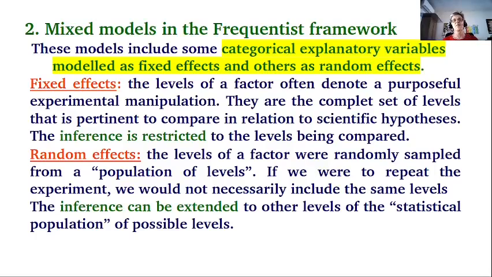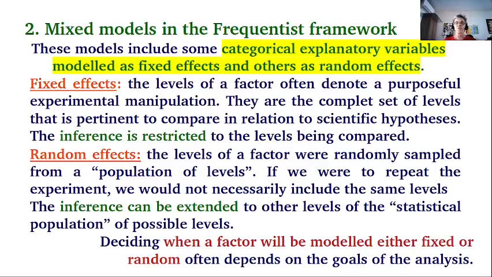Whenever we model an explanatory variable as a random effect, the inference can be extended to other levels of that statistical population of possible levels. So deciding when a given factor or categorical explanatory variable is to be modeled as either a fixed or random effect often depends on the goal of the analysis, and while sometimes this is very clear, in other cases this could be a point of greater debate.